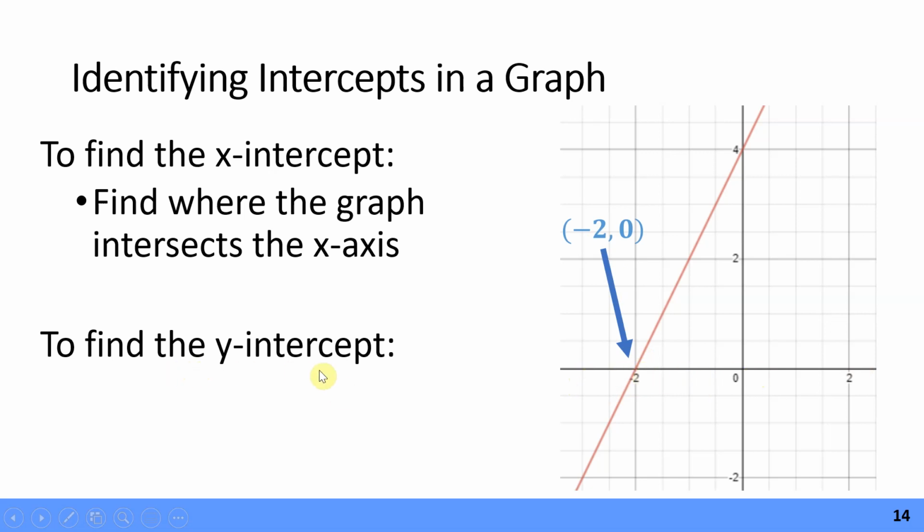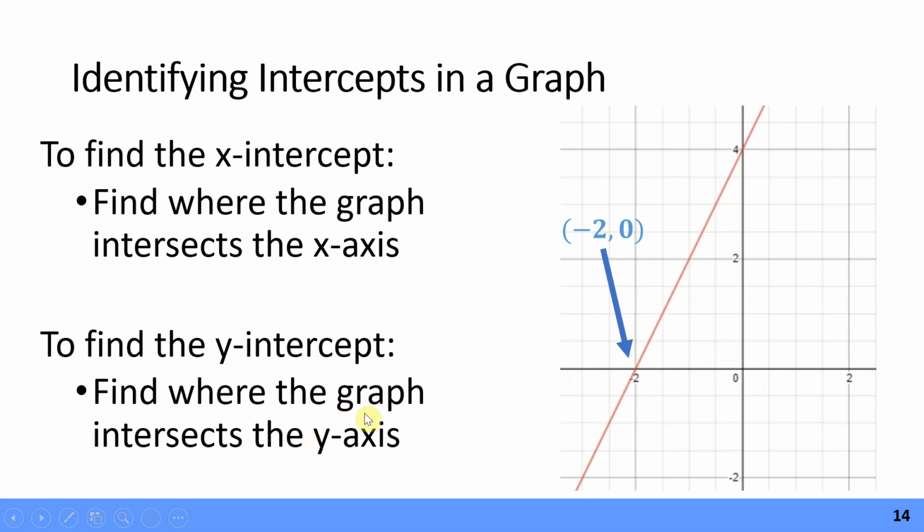And then your y-intercept is wherever your graph intersects the y-axis. The y-axis is this one right here that goes up and down. So my y-intercept here would be 0, 4. Okay, so if I lost you there, let me know. But if you notice, the x-intercept is this little number here, 0. It's always going to be a 0 there. And the y-intercept always starts with a 0, and then it's the number where it intersected the y-axis.